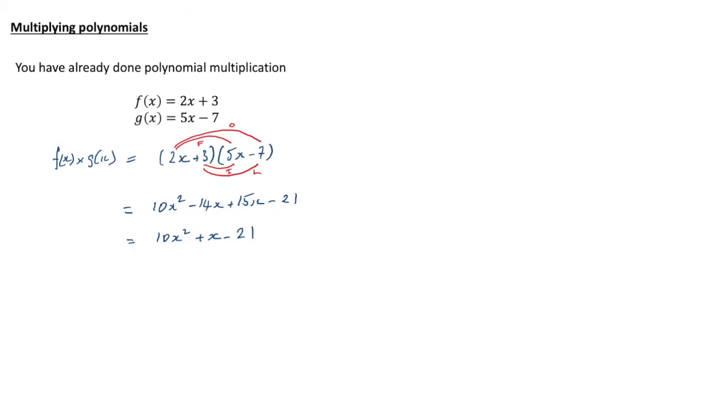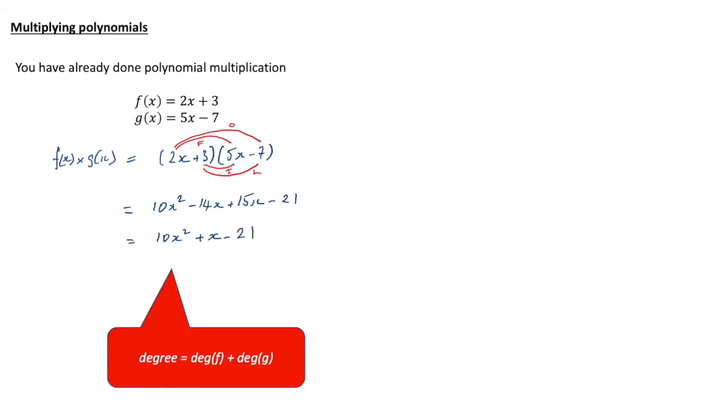And in this case, we can see for this example that the degree of f of x is 1, that's the highest power of x, and the same for g of x, and 1 plus 1 is 2, which is the degree of the multiplied polynomial, and that's a general rule. So we'll look at a couple more complicated polynomials. So we've got f of x is 8x to the 5 plus 7x squared minus 6, and g of x is 8x cubed minus x plus 1, and we're going to multiply them together.